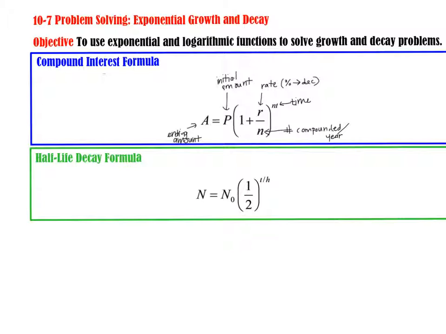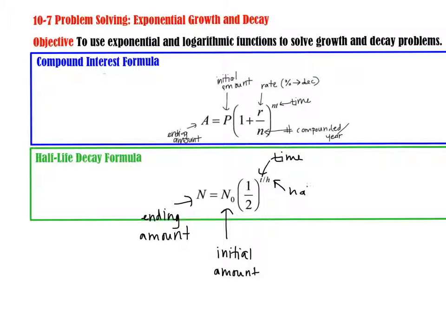When we're talking about half-life, which is exponential decay, it's pretty similar. This here is our initial amount, and the N is our ending amount. So that's pretty easy to memorize because it's very similar to the compound interest. T still means time, so that's the same. And then the new one is this variable H. H is referring to the half-life. Okay, let's see some examples.